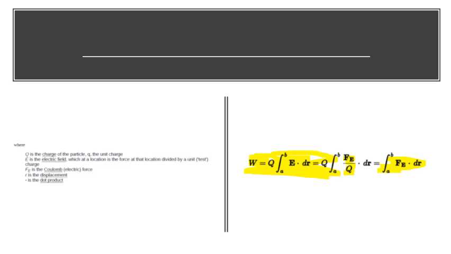Capital Q is the charge of the particle, and small q is the unit charge that we are trying to move in this field. E is the electric field. Fe is the Coulomb force. The displacement is given by r, and we are using a dot product, meaning work is a scalar product.